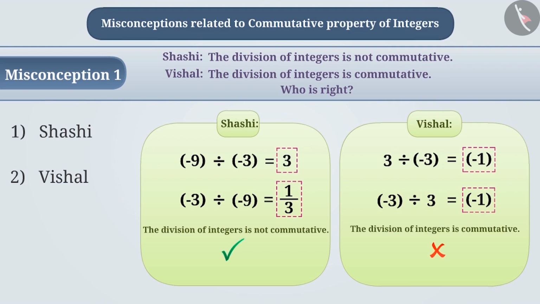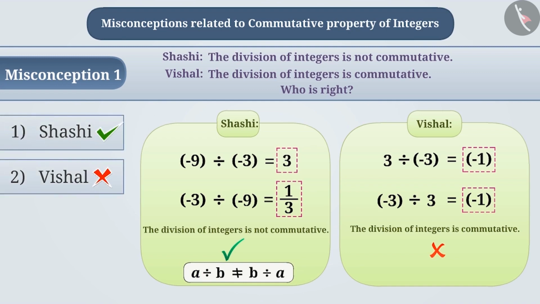Vishal's mistake was that he did not analyze other situations of division of integers. The correct understanding is that division of integers is not commutative because, in certain cases, the result obtained by the division of two integers is not always equal to the result obtained by changing their order. So Vishal is wrong and Shashi is right.